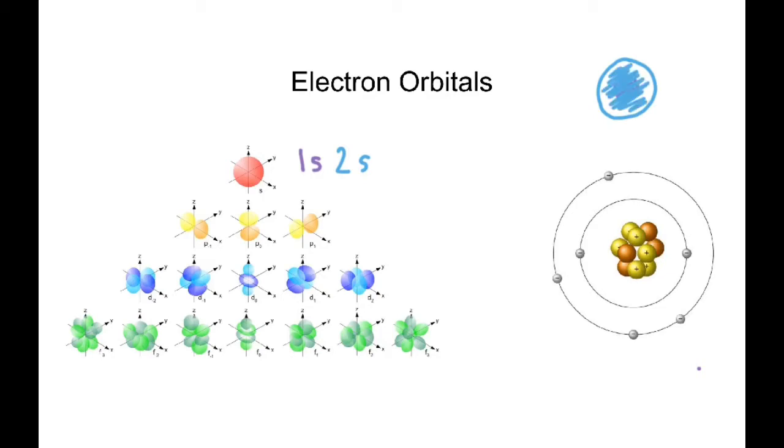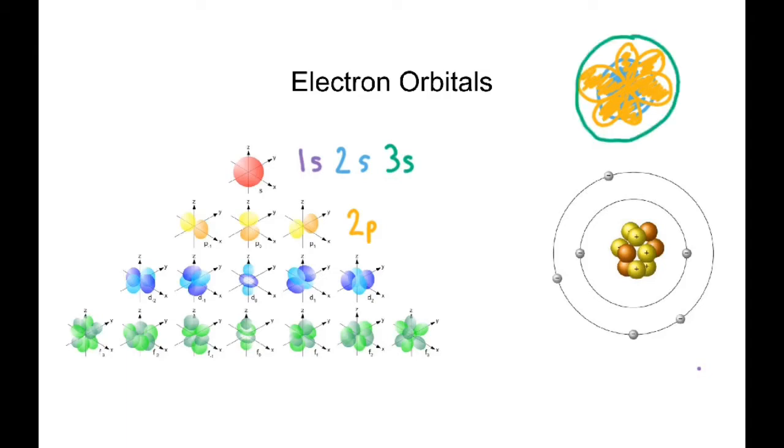There's also a 3s orbital, but before that we should talk about the p orbitals. The p orbitals start on the second energy level, and they have a dumbbell shape. There are actually three 2p orbitals, and they're along the x, y, and z axes. As you can see, when we start to overlap them along one another, it gets a little messy. The 3s orbital is a larger sphere, and the 3p orbitals are just larger dumbbells.